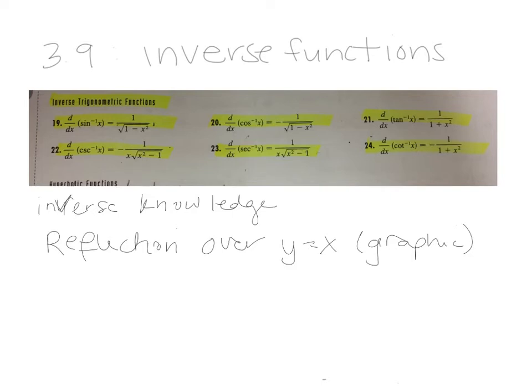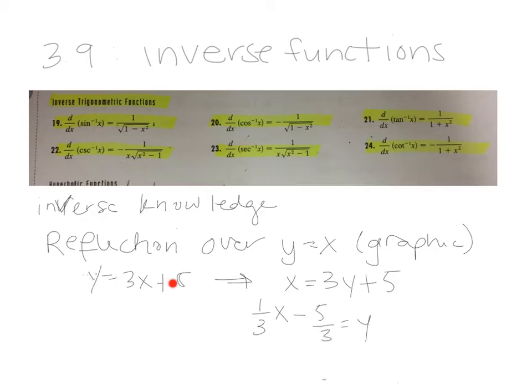But what you might also not realize, or what you've done before, is when you switch the y and the x to find it algebraically. So the trick, so to speak, in a previous class, if you had, like, y equals 3x plus 5 and you wanted to switch it to an inverse, you'd go x equals 3y plus 5, and then you'd solve for y. So minus 5, divide by 3. So that would be 1/3 x minus 5/3 equals y, and then you'd have the inverse of this is this guy.